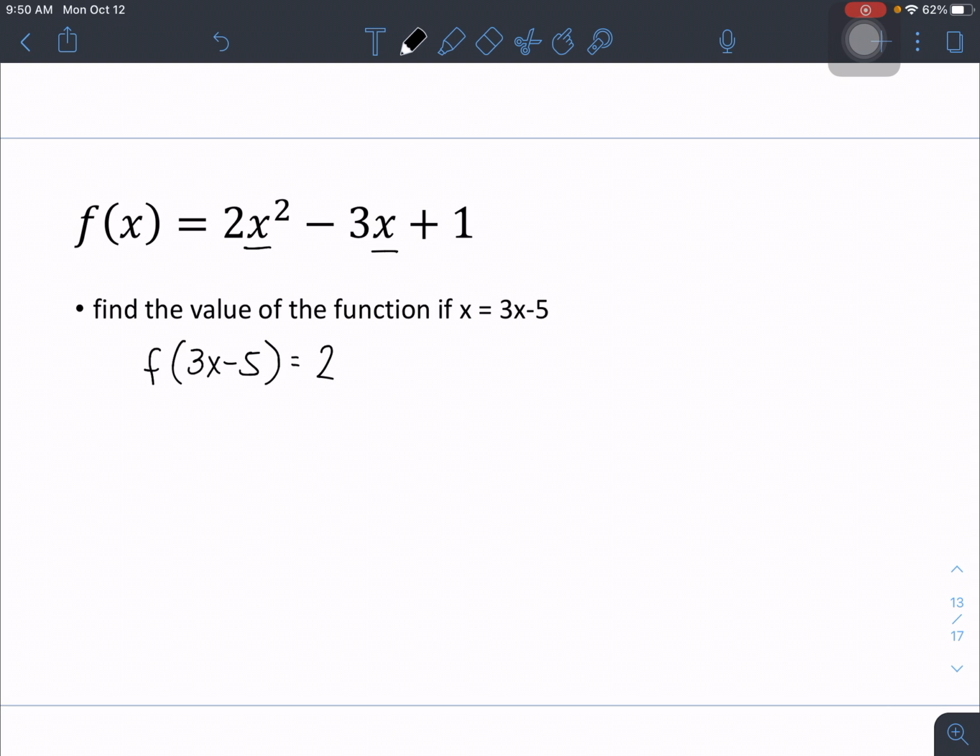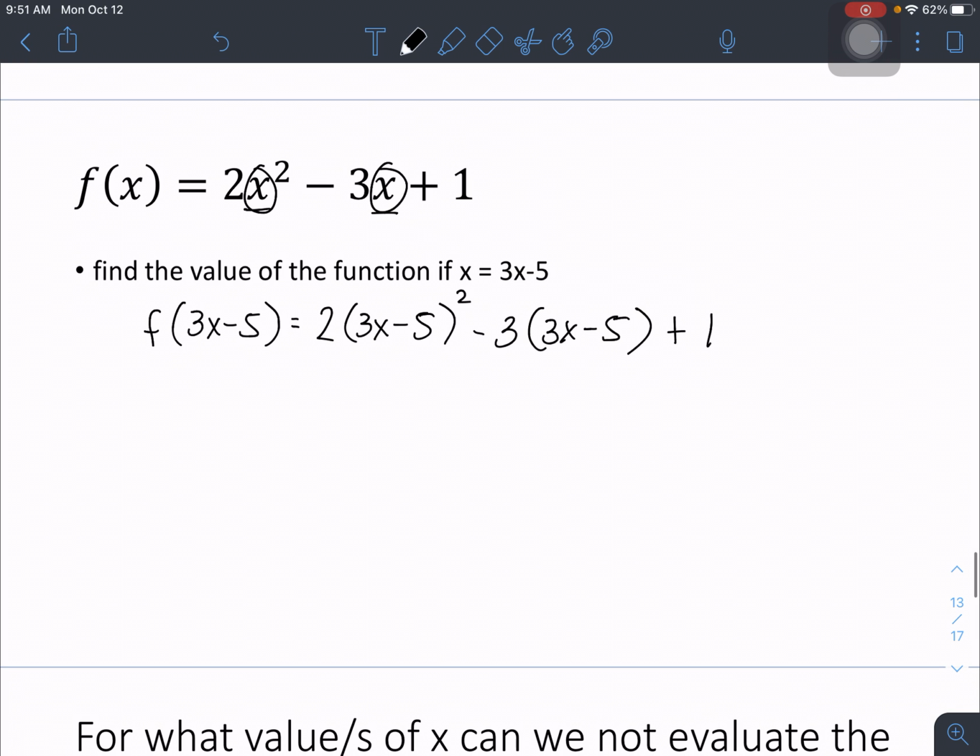So 2 times (3x minus 5) squared, don't forget this one, minus (3x minus 5) plus 1. So don't forget to replace all the x's. This way, x, the other one x, so we already replaced those. Now we'll try to extract our answer.